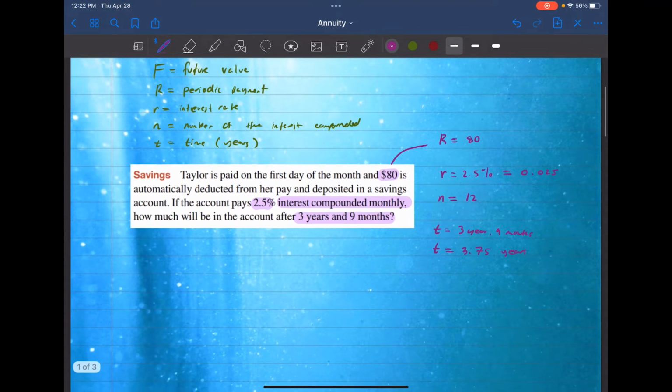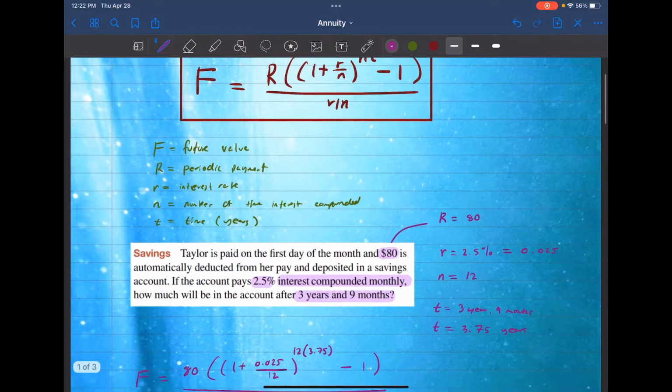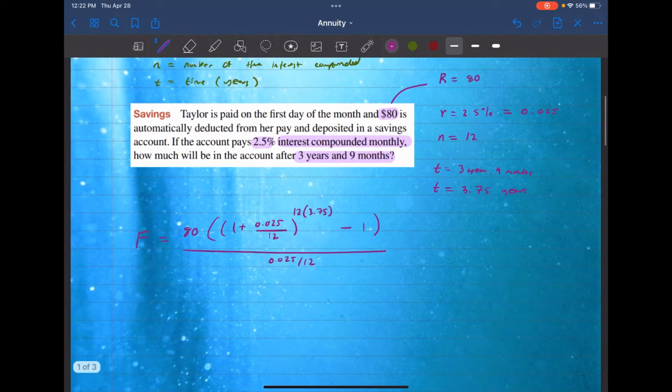So the future amount, F, is going to be equal to R, which is 80 in this case, times 1 plus the little r, that's 0.025 over 12, that's n, to the power 12 times the years, that's 3.75, minus 1, all over r over n, that's 0.025 over 12. So I just set it up how the formula is given. So now we just simply plug this in our calculator.